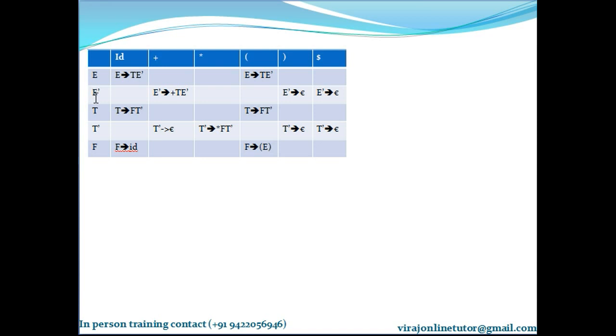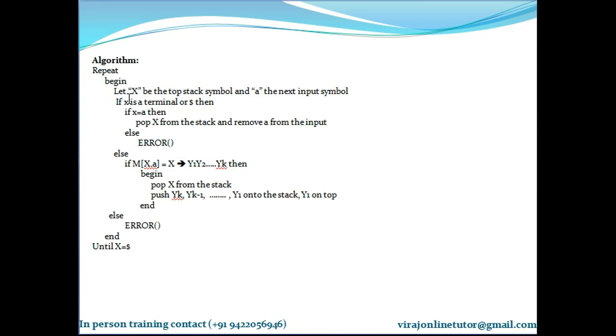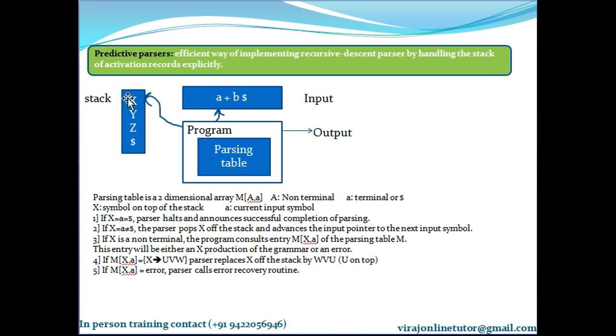So if E dash is the topmost non-terminal on the stack and plus is the current input symbol, it's a production. And if E dash is the topmost element of the stack and ID is the current input symbol, it's nothing, which is as good as an error. Okay. So if X is a non-terminal, that is, the topmost element of the stack is a non-terminal, it consults that table which I just showed you. This entry will be either a production or an error. If there is an empty cell over there, that means it's an error.